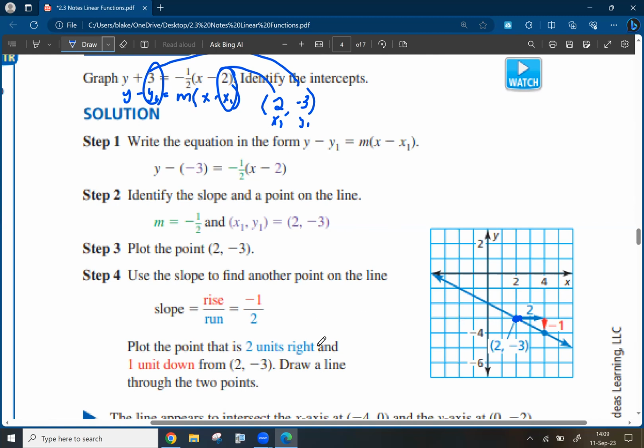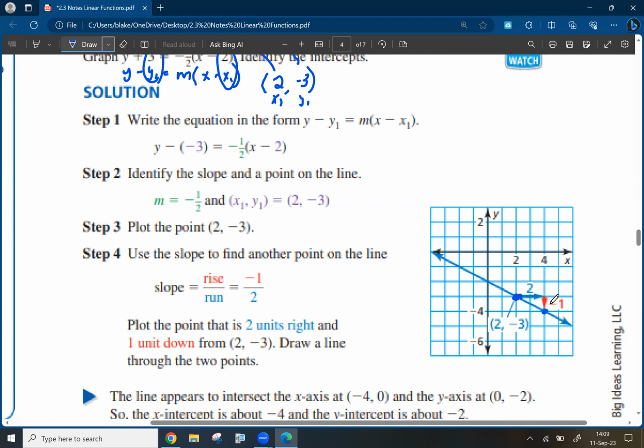They would kind of do it the other way around. It's the same thing, though. They would go right 2 and down 1, but it's the same as going down 1 and right 2. So you count that over, down 1, right 2, and it puts you at this point here. You guys can see that in the bottom left of the screen. And so now you can just draw the line. You can keep that slope going, and I'll just fill in some points that they didn't do for you. And you can see that line.